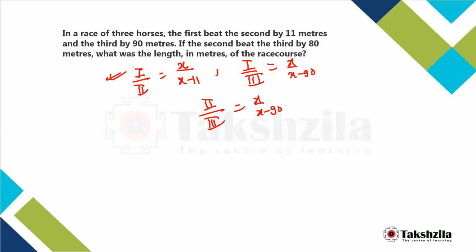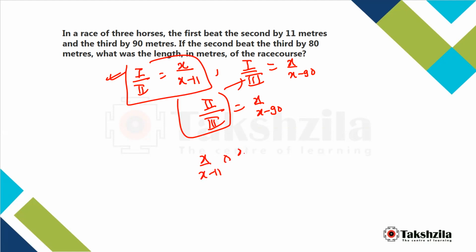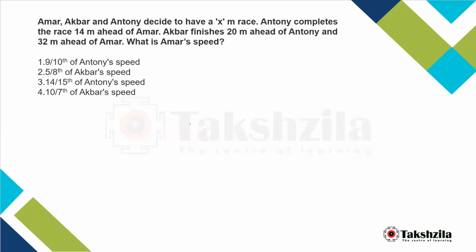Again, exactly the same. Multiply this and this to get this. So it will turn out to be x minus 11 into x by x minus 80 equal to x by x minus 90, and I can solve this exactly the same as the previous. Now let's come to the last question.